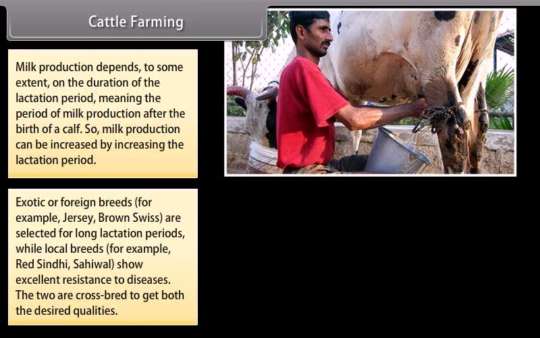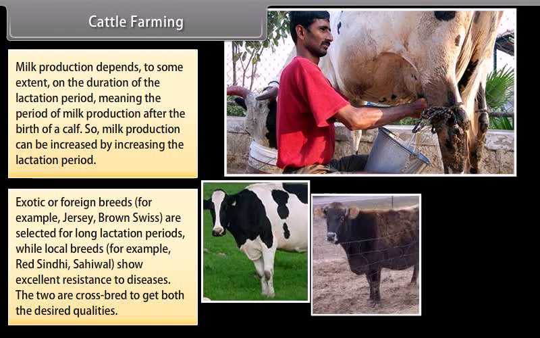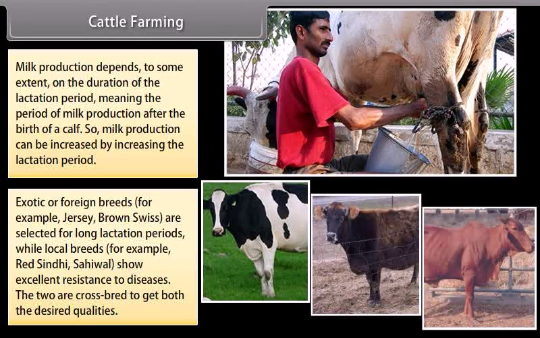Exotic or foreign breeds, for example Jersey and Brown Swiss, are selected for long lactation periods, while local breeds, for example Red Sindhi and Sahiwal, show excellent resistance to diseases. The two are crossbred to get both the desired qualities.